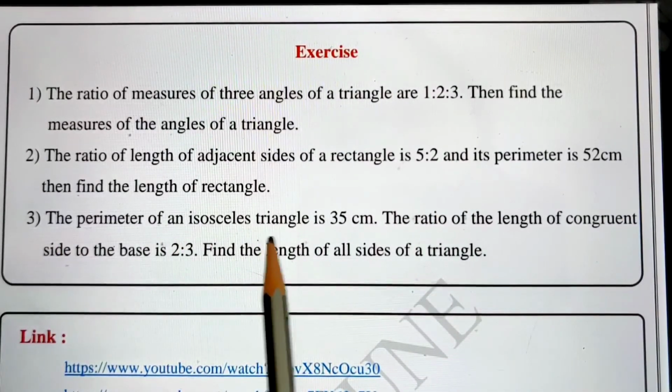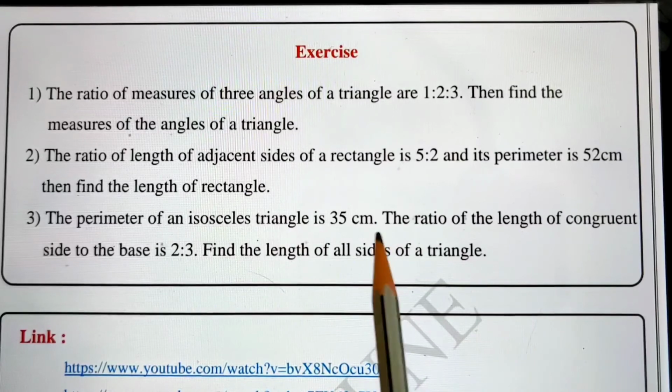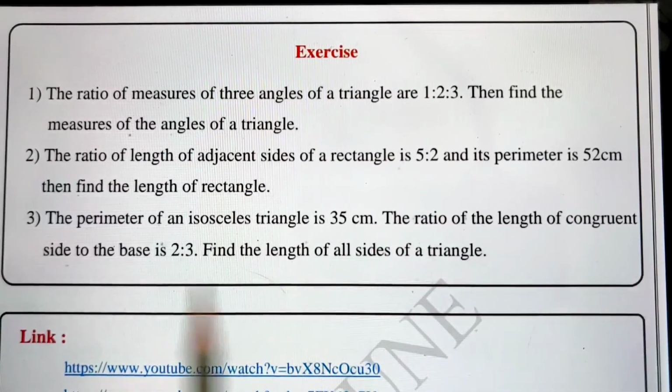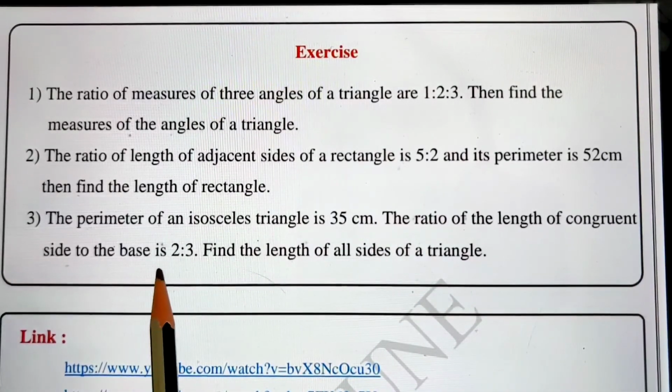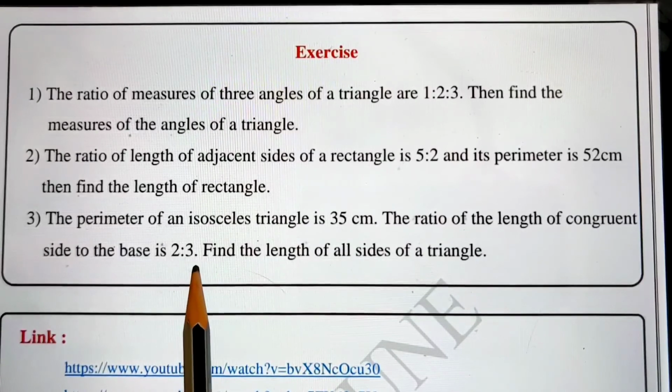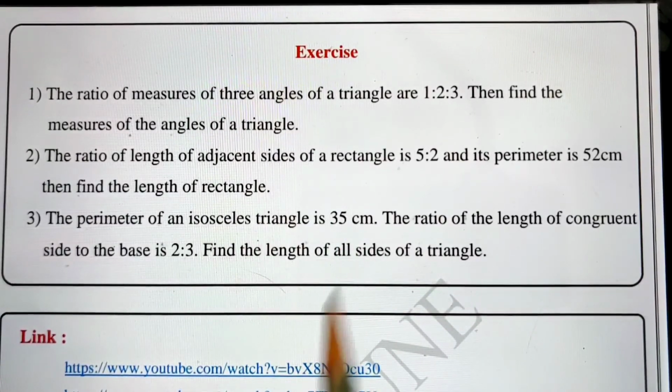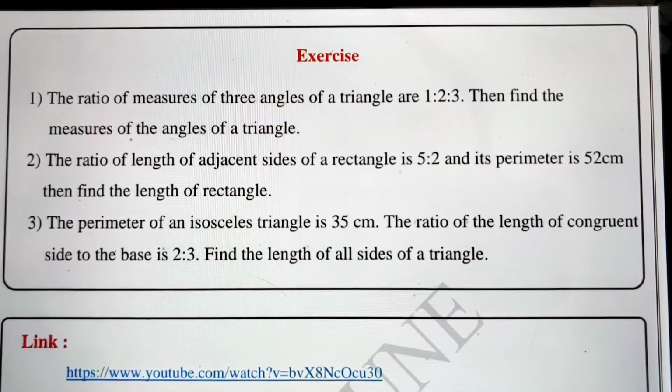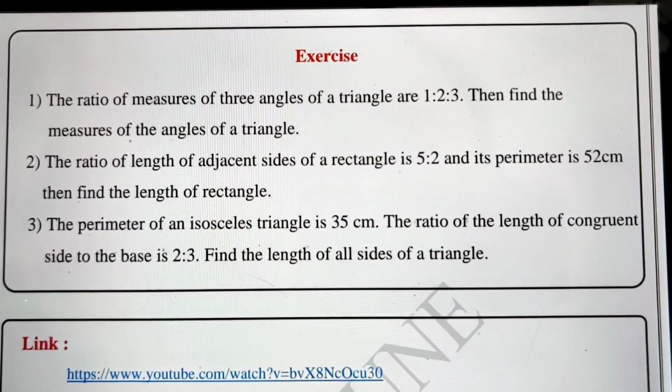The perimeter of an isosceles triangle is 35. Perimeter क्या होता है, the congruent sides, the ratio of the congruent side and the base is 2:3. तो congruent side 2x हो गया and base is 3x, यानी दो congruent sides 2x plus 3x is equal to 35. So in this way you can solve the examples based on this ratio and proportion.